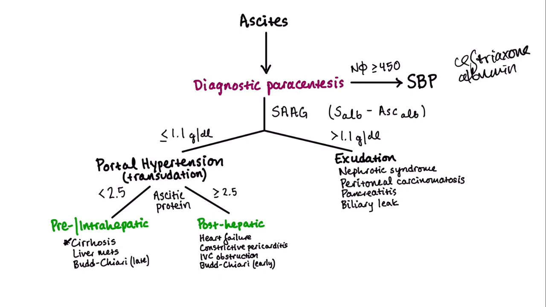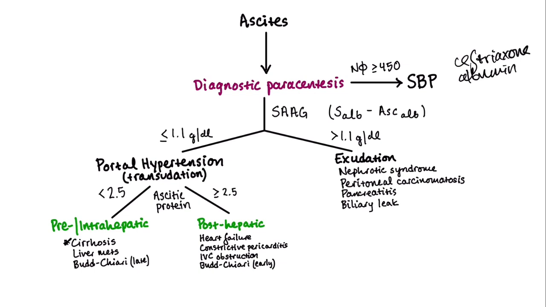Now, if the SAAG is more than 1.1, then what you're probably looking at is an exudate. So leaky capillaries, or you may be dealing with something very important, which we'll get to. A nephrotic syndrome can do that. Peritoneal carcinomatosis can do that. So if you're dealing with a woman with ascites with fluid in the peritoneal space, you really need to think of ovarian cancer. So make sure that you're doing a bimanual exam, get an ultrasound.